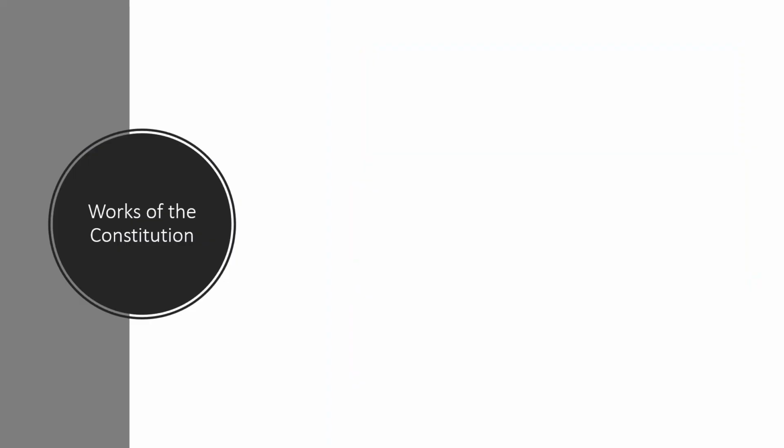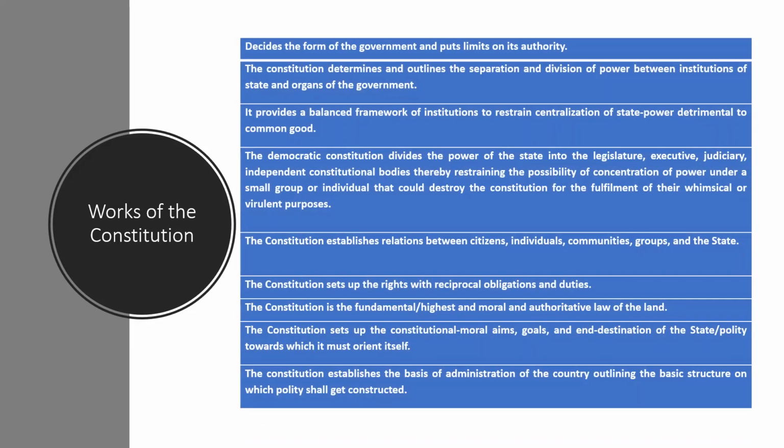Now, let's move on to the idea of work of the Constitution. Here I have tried to provide you a list. Very simple. It goes like this. First, it decides the form of the government and puts limits on its authority. From this first point, UPSC had asked a question like, what is the meaning of a constitutional government? And the answer was, the constitutional government means a limited government. So here the constitution tries to put limit on the authority of the government.